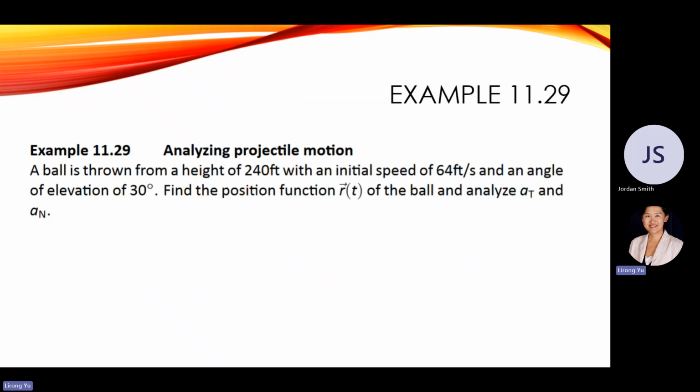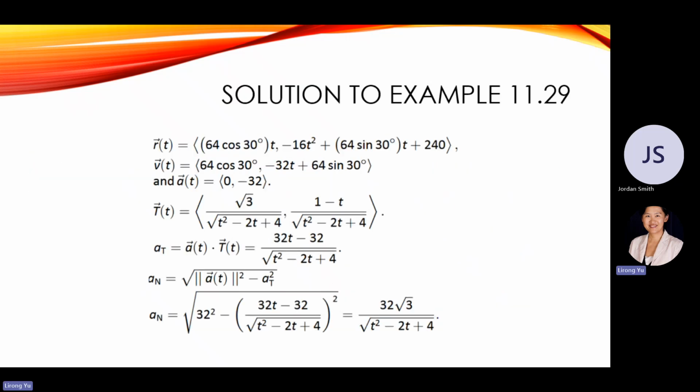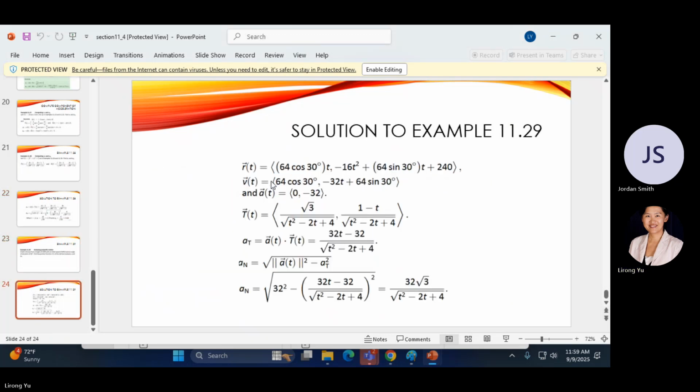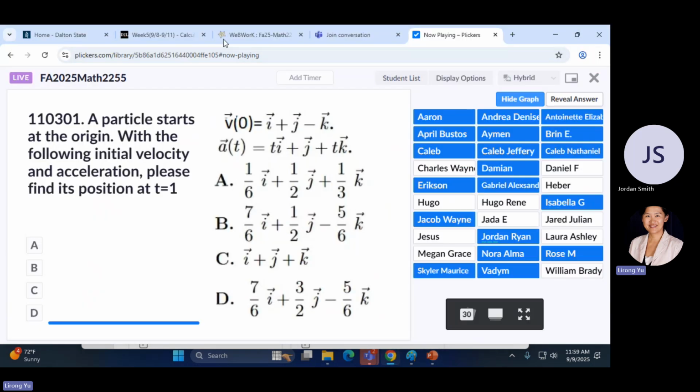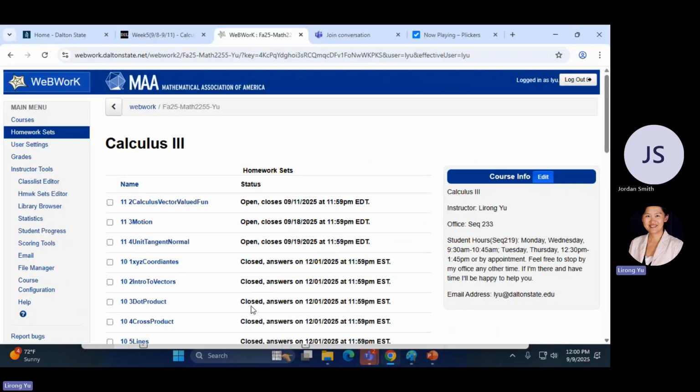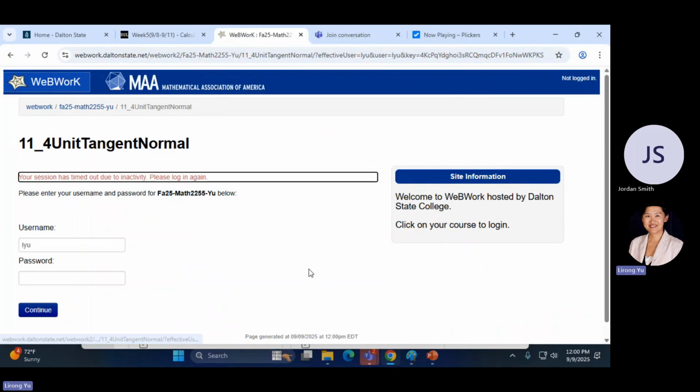Okay, so the last example was about projectile motion. I think it's a similar approach, but we can borrow some ideas on how to calculate AT and how to calculate AN. Let's look at a couple of examples from our own homework to see if we're able to figure out the answer or if there's any difficulty in the calculation.